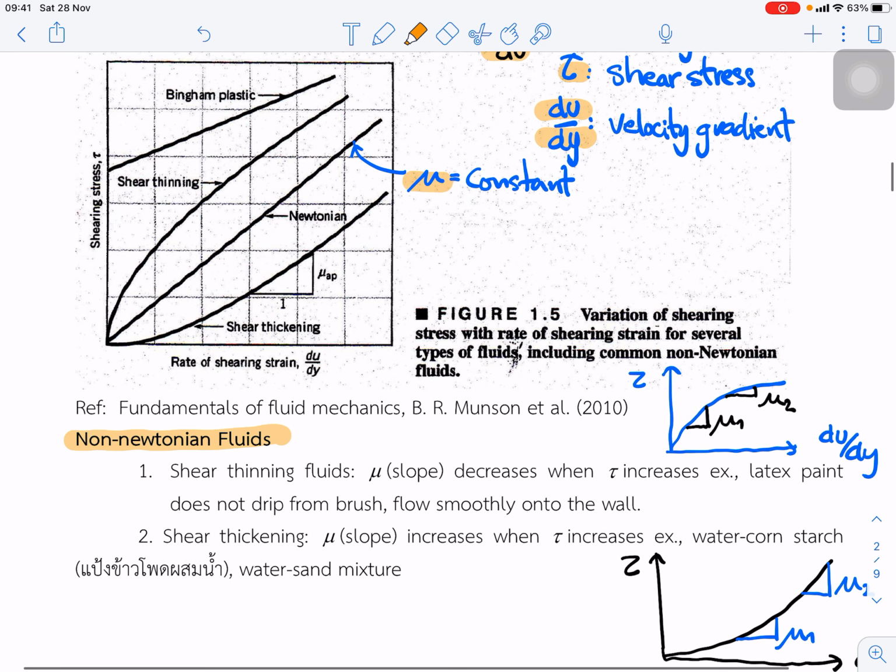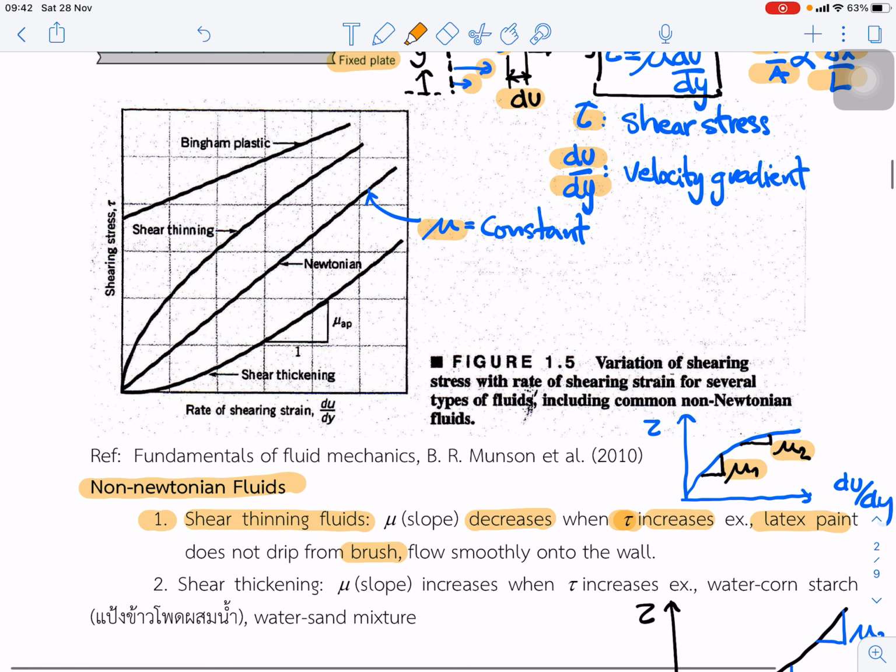There are two types. One is the shear thinning fluid. It means the mu slope decreases as the shear increases. It looks like this, mu2 less than mu1. An example is latex paint. If you apply force on the brush, it moves smoothly on the wall when we do painting. So it's like this, a shear thinning fluid.